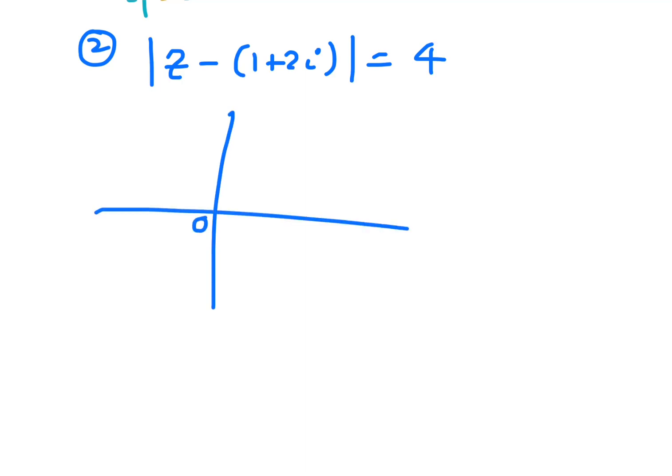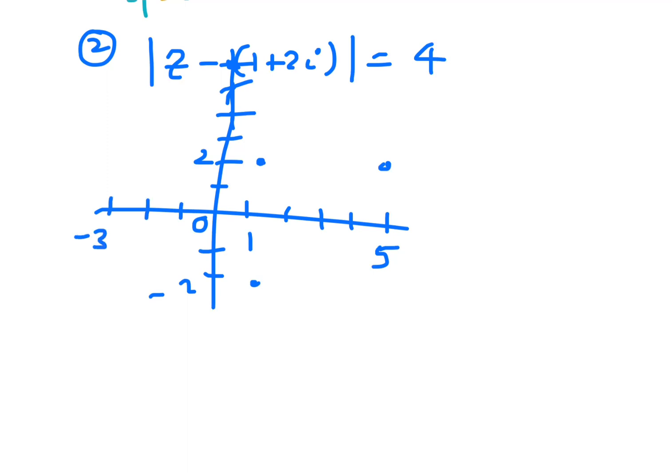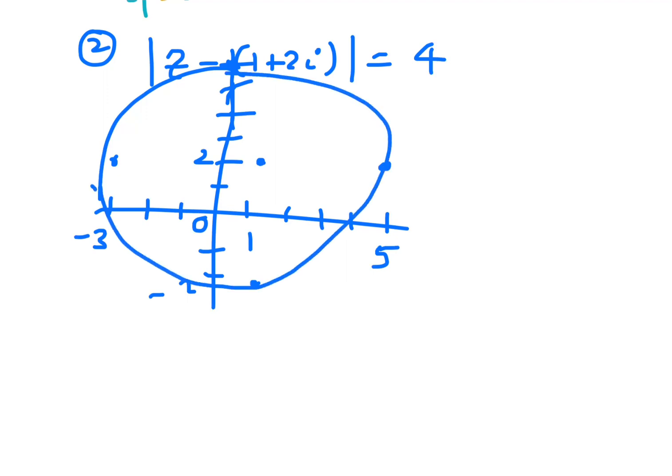Now, if you had z minus 1 plus 2i, so you go 1 and then we go 2, so that's there. And then we have a radius of 4. So it's got to go all the way down to minus 2, 4, all the way up to 5, 2, 1, 2, 3, 4. So it's right up here. And then 1, and then 2, 3, 4. So all the way down to minus 3. So it's quite a big circle here.